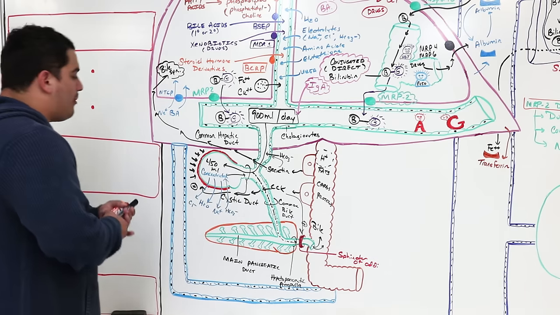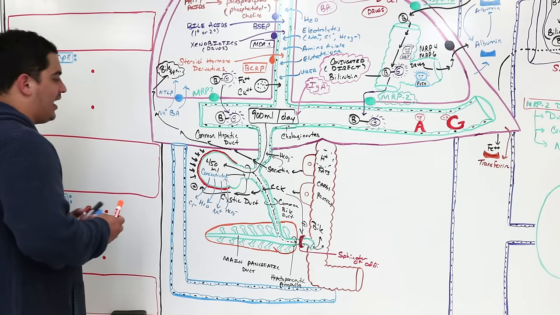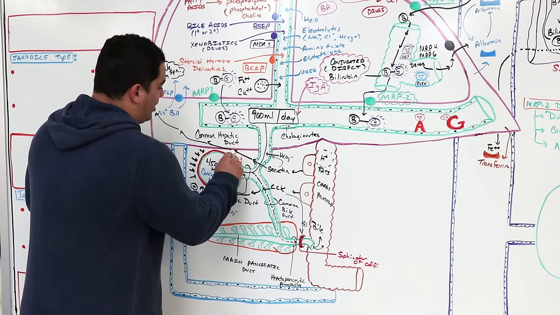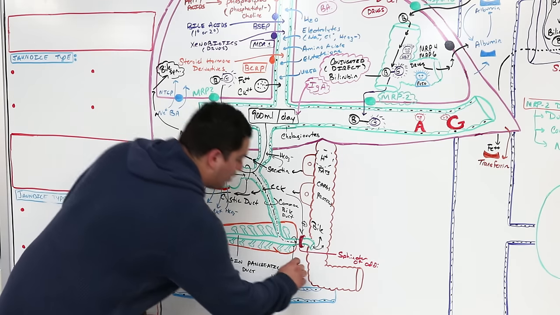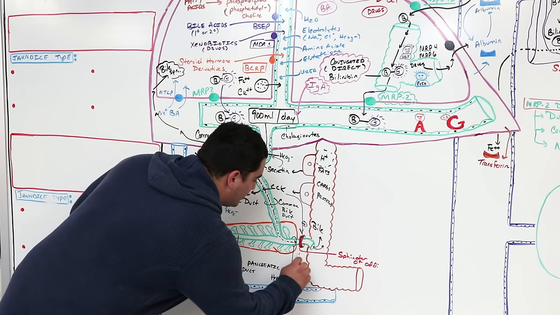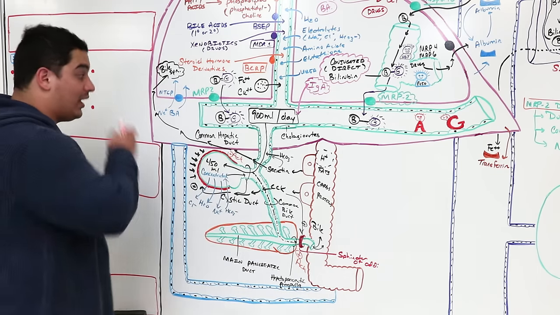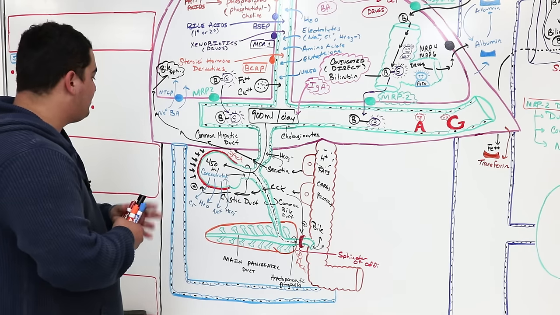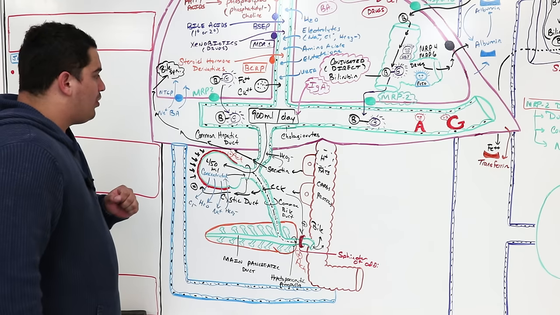Other things that you could remember just as a side note is that acetylcholine also has the ability to stimulate gallbladder contractions, and acetylcholine has also been found to stimulate the sphincter of Oddi relaxation via the parasympathetic nervous system, like the vagus nerve. Okay? So that's important to remember as well.